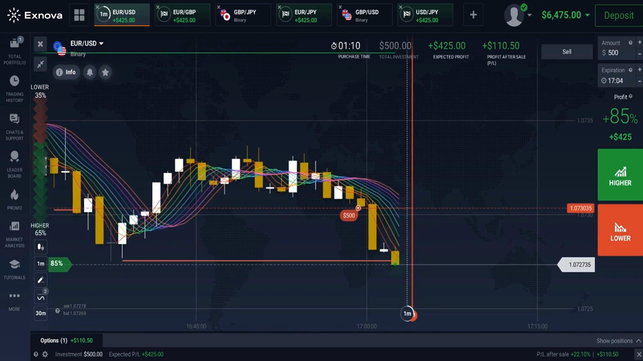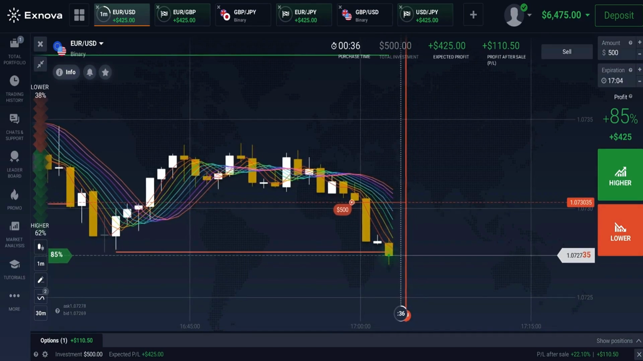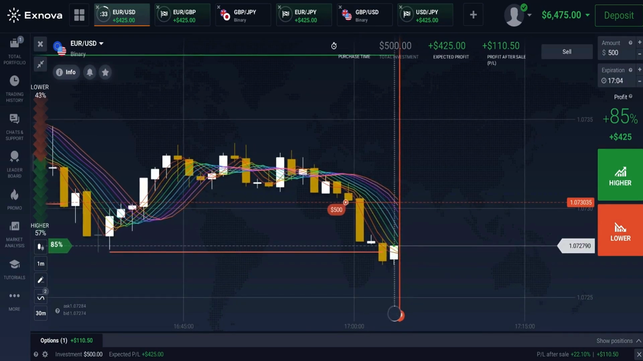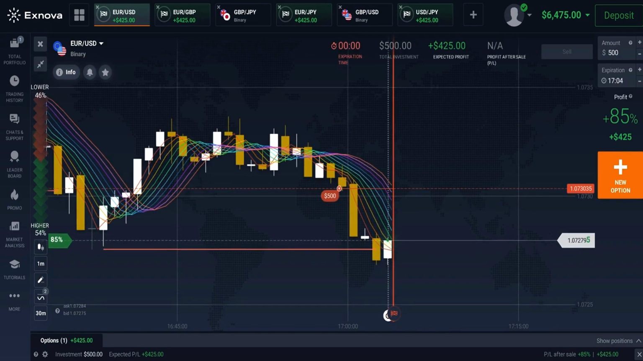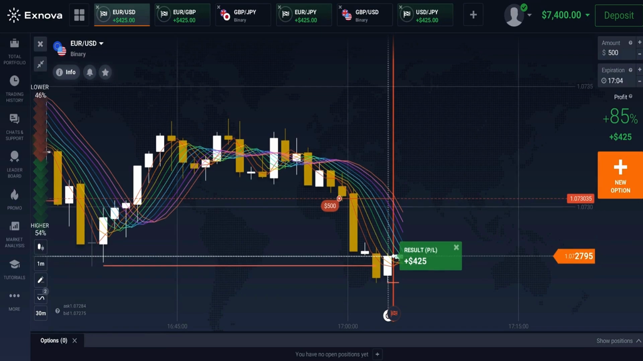to enter the trade. This is how you spot a high probability sell trade using this strategy. We've entered the trade, and now we'll wait for the 5-minute expiry to see the result. It's another win. The price moved in our favor, and the trade closed successfully.